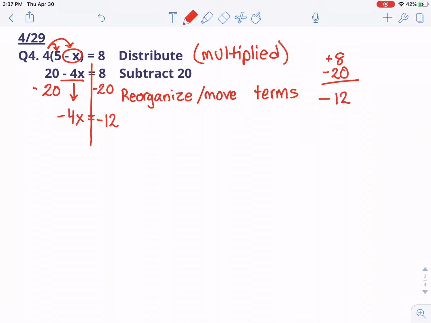Negative 12. The last thing to do is I need to divide by the number in front of x, including the sign. Negative 12 divided by negative 4 is 3. So x equals 3.